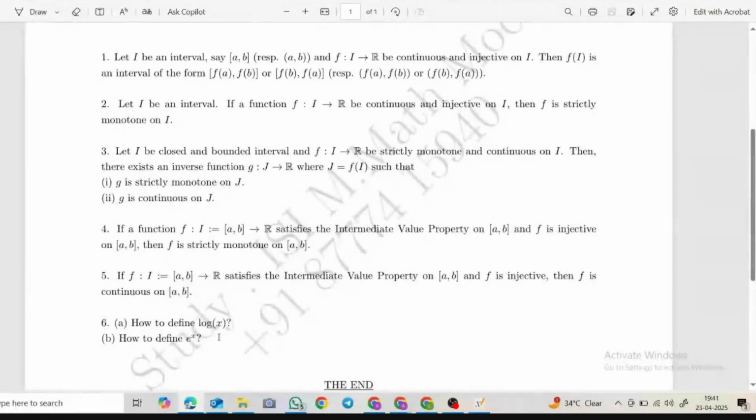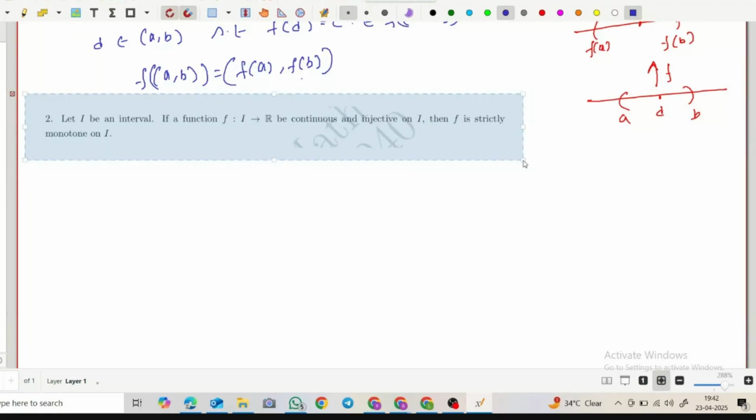Let's see the next. If I is an interval and f from I to R is a continuous and injective map, then f is strictly monotone on I. The question is clear? Continuous plus injective is monotone. So let's draw a picture.